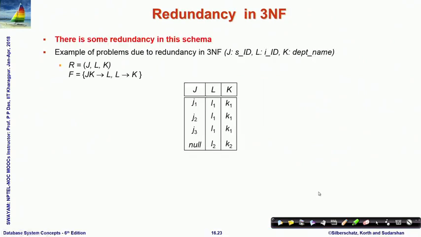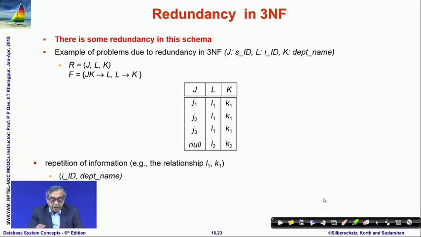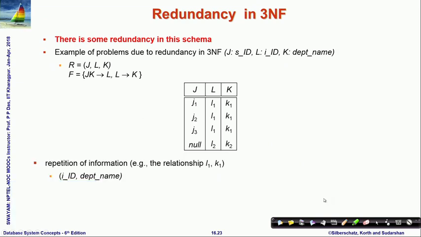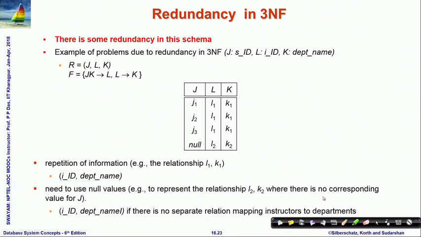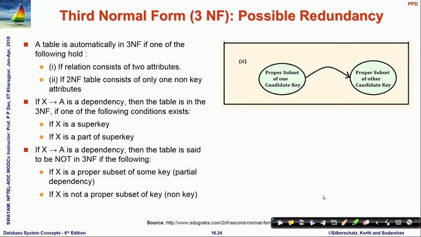So, this is where there is some redundancy in this schema that you can observe. This is just constructed, and because of this redundancy, we have had to use null values in this case. So, in third normal form, there is possible redundancy coming in, and these are the different cases that we have to check through.